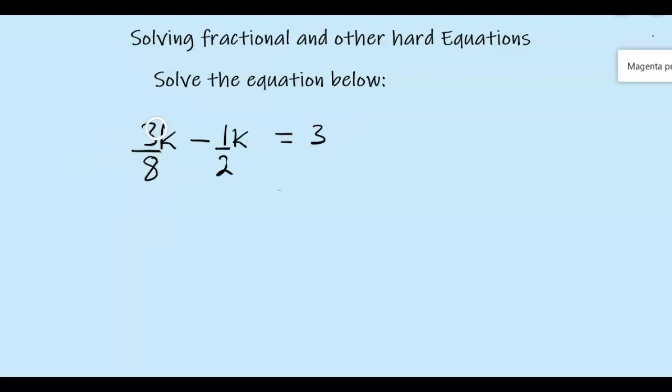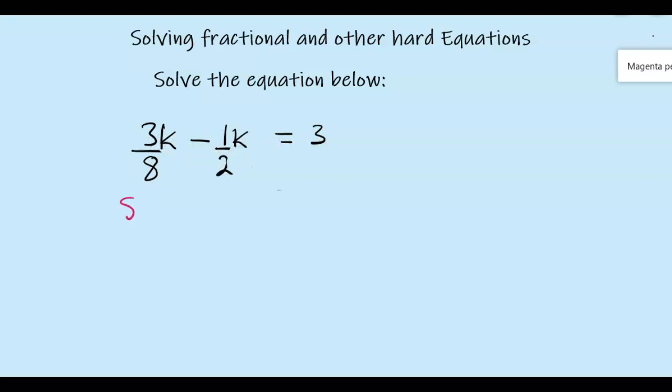So the next example, we have 3k divided by 8 minus 1k divided by 2 equals 3. We want to solve for k. So here what we have to do is try to get rid of the denominators. We have 8 and we have 2. The least common multiple, the LCM for 8 and 2, is 8. So if we multiply 8 throughout, we are able to eliminate the denominators.